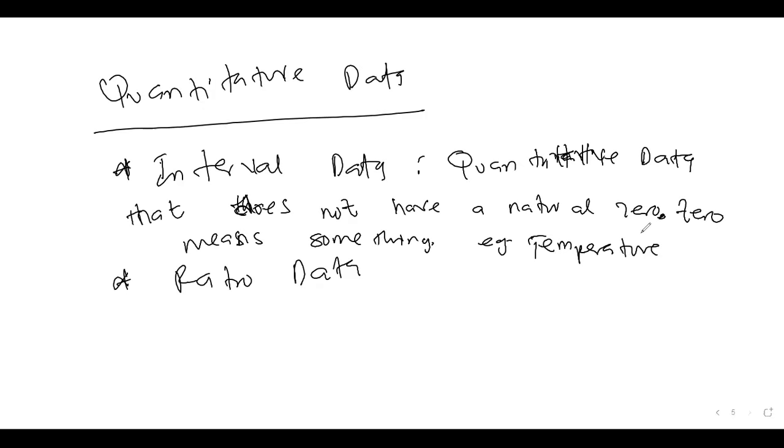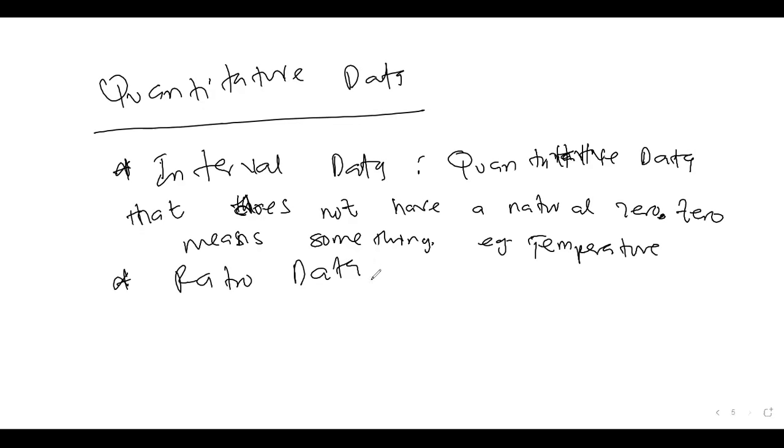temperature. Another example is that sometimes when you see a questionnaire, they will say on a scale of, let's say, 0 to 5, indicate your level of agreement. If somebody chooses 0, it doesn't mean that he doesn't have anything called agreement. What it means is that his agreement is very low. So what we are saying here is that interval data is quantitative data that does not have a natural zero. That means that whenever you see 0 in interval data, the 0 means something. It doesn't mean there's nothing there.